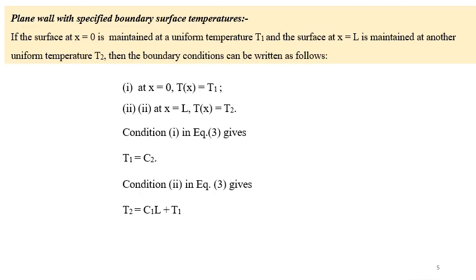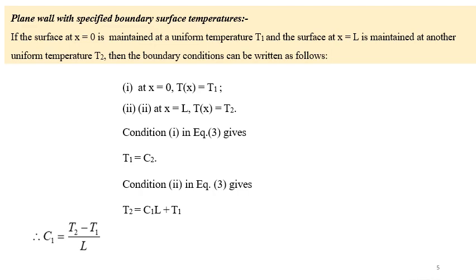Applying this at x equal to L, we get T2 is equal to C1 into L plus C2, and C2 is nothing but T1. So we get T2 is equal to C1 into L plus T1. Rearranging, therefore C1 is equal to T2 minus T1 divided by L.